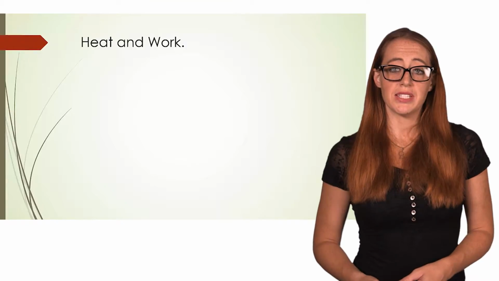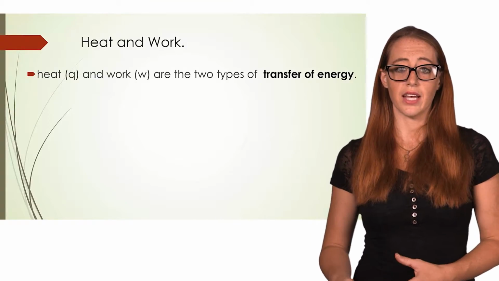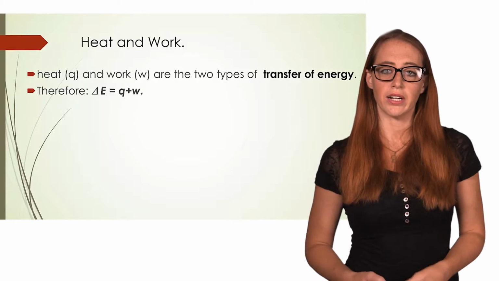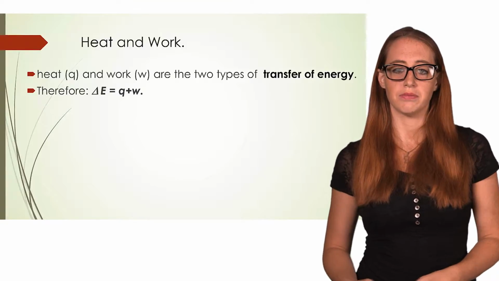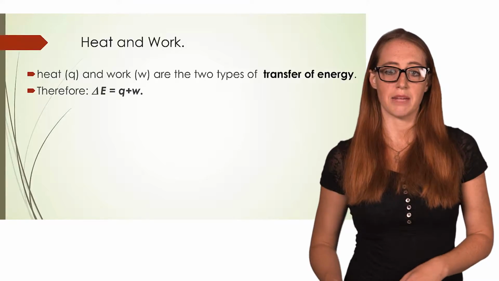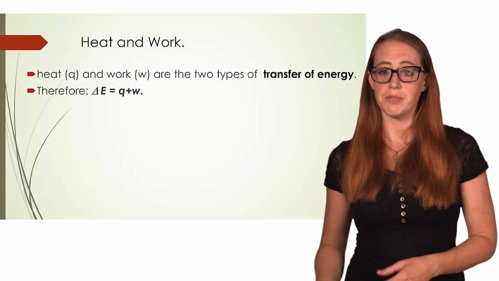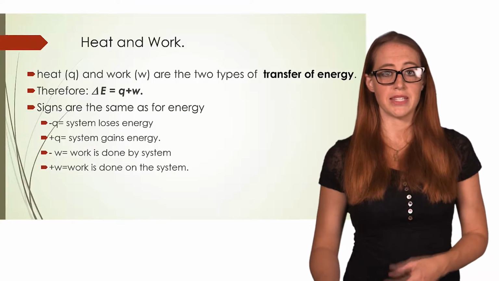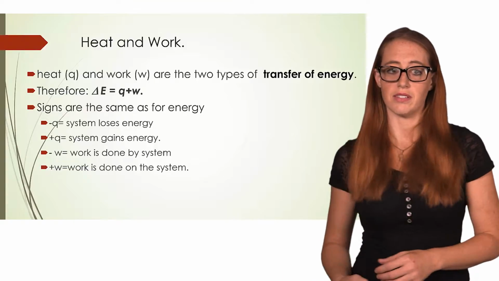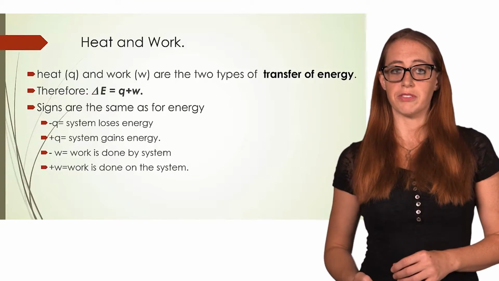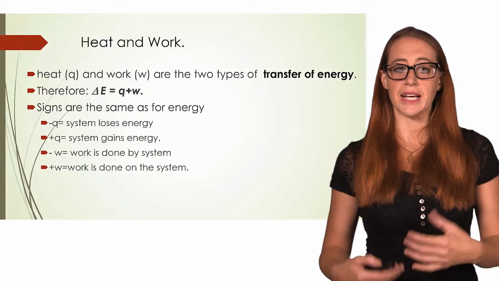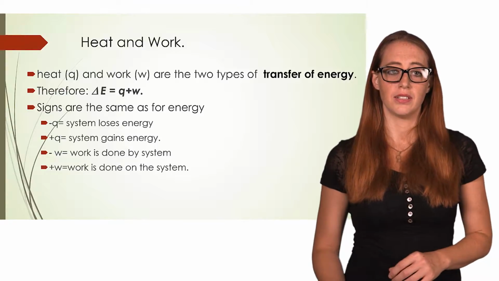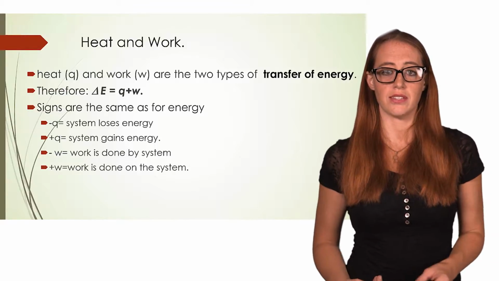Remember in earlier videos, we said that there are two types of energy transfers: heat and work. Since these are the only two energy transfers, we can write this as an equation where delta E is equal to Q plus W. The signs for these match up with what we said about energy. If Q or W is positive, that is putting energy into the system. If Q or W is negative, that is taking energy out of the system. We have slightly different ways of phrasing that for work. We say that work is done by the system if it is losing energy, or work is done onto the system if it is gaining energy, but the signs are still the same.